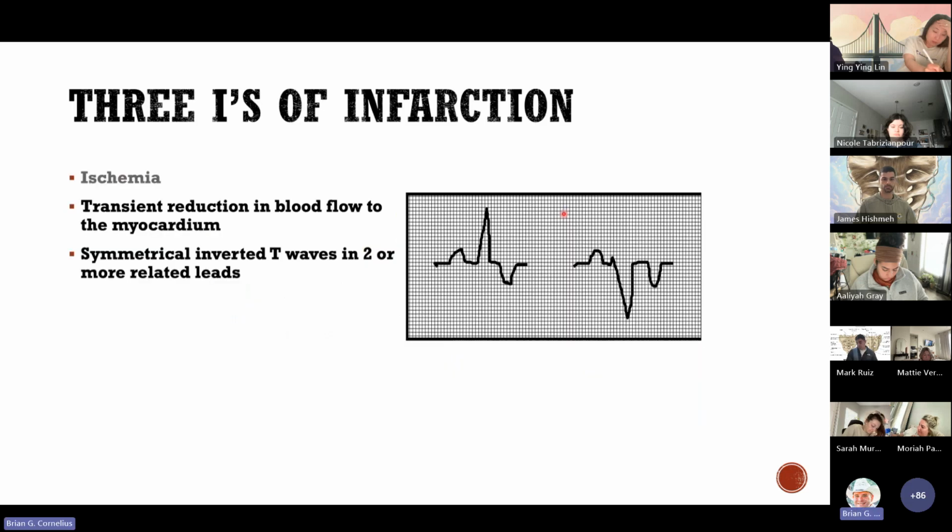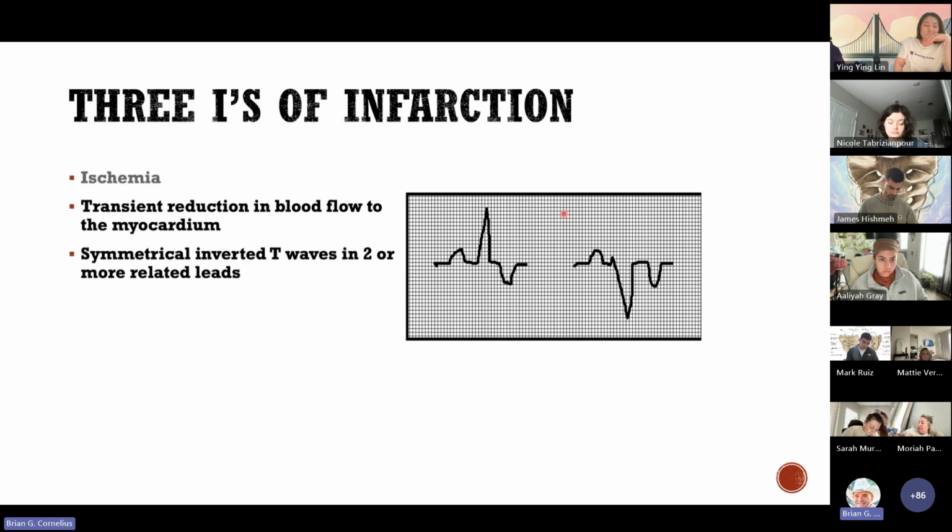And the reason I say that is we need to think about what's going on in the heart during those time periods. So we started off with ischemia. Ischemia, we're having some sort of transient reduction in blood flow. So maybe it's demand ischemia, maybe there's occlusion. And what we see initially in those patients is that you tend to have inverted T waves.